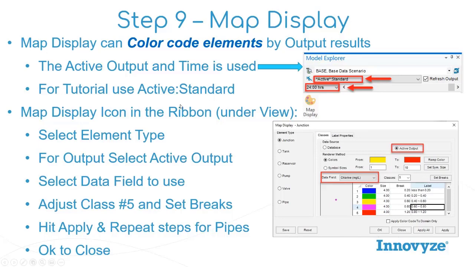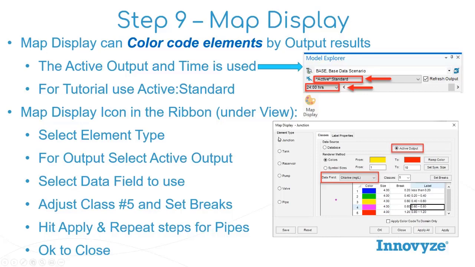So where do you find the map display? In the ribbon under the view group, there's a little painter's palette. That's the map display right there. So once you're there, that will open up this map display pop-up window, and that's where you can then color code things the way you want.